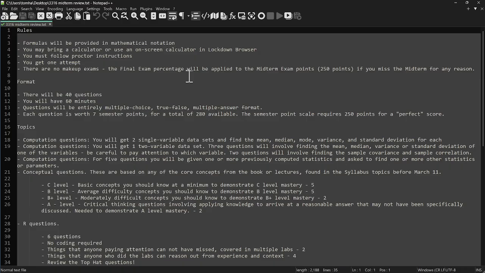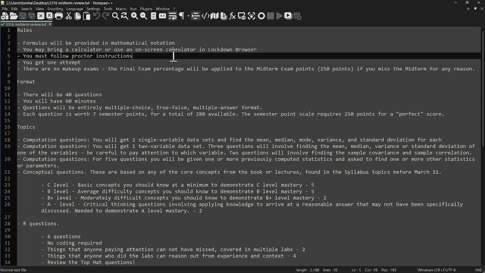You can bring a calculator. Any calculator is fine. The proctors have been told you're allowed a calculator. It can't be the calculator on your phone, though. It has to be an actual calculator. There will also be an on-screen calculator in Lockdown Browser. As far as calculators go, you don't need anything more advanced than square root. You can do everything with plus, minus, multiply, divide, and square root. So calculators, yes.